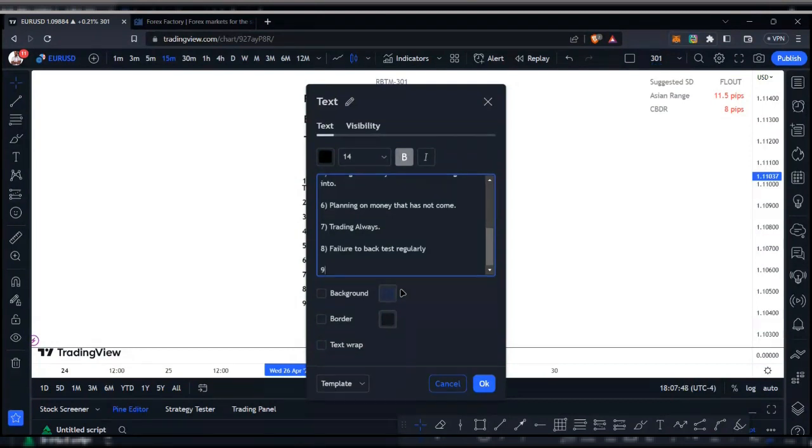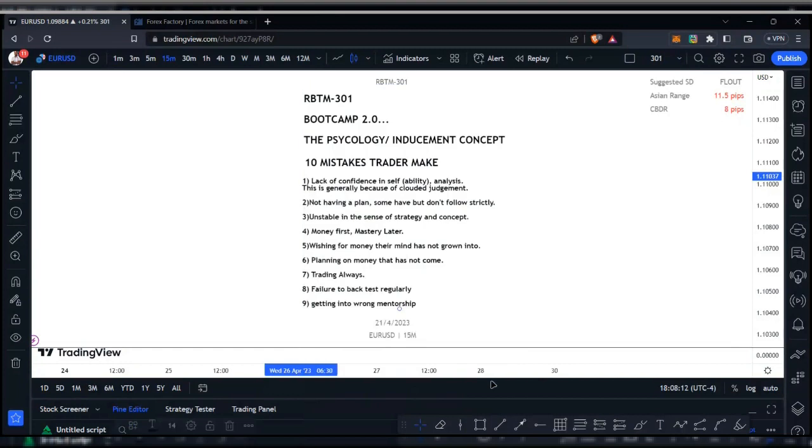Number 9. Getting into the wrong mentorship. Now, people get into mentorship that they have not thoroughly vetted.